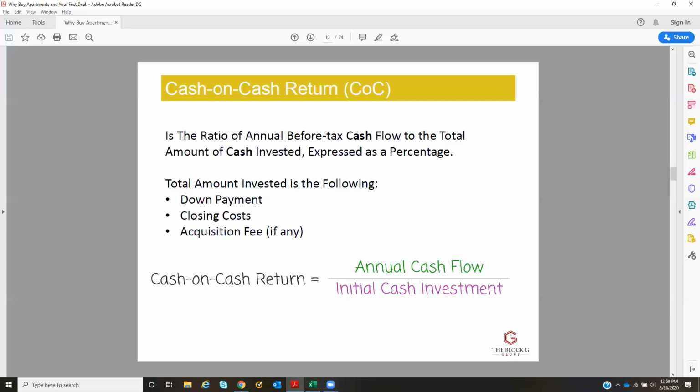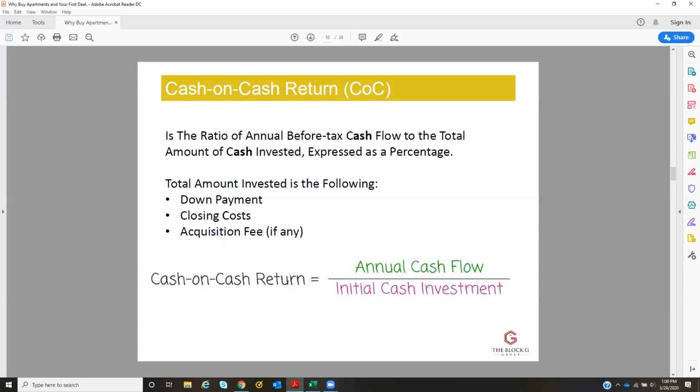You should always be taking an acquisition fee if the numbers support it on your acquisitions. That's a fee paid to you or your entity that's purchasing the property. So that's all money again that has to be raised, that has to be put into this opportunity to make this happen. So in the bottom here, the cash on cash return is your annual cash flow.